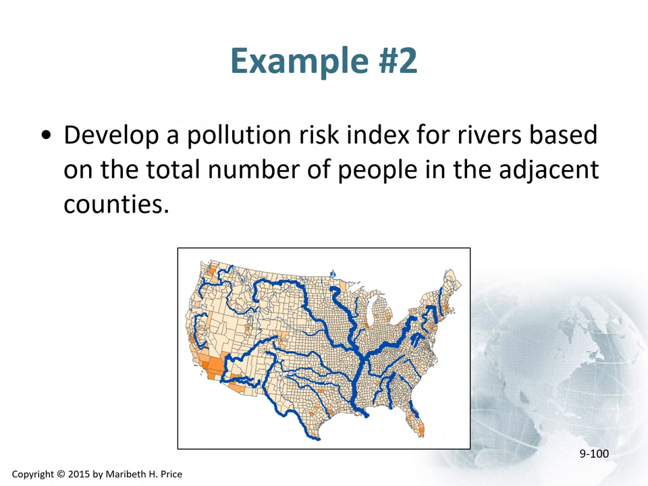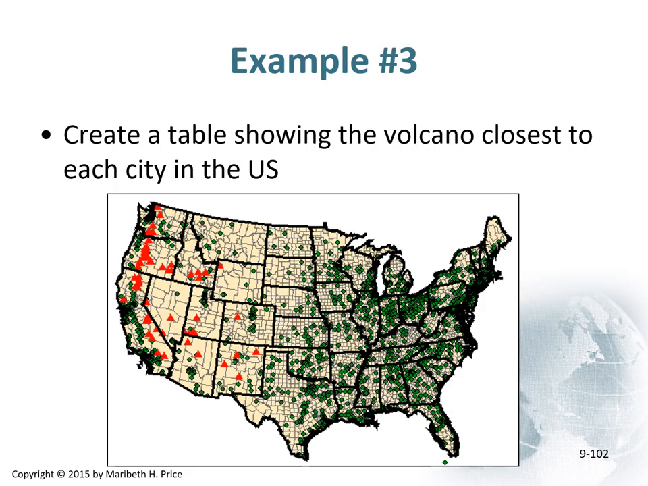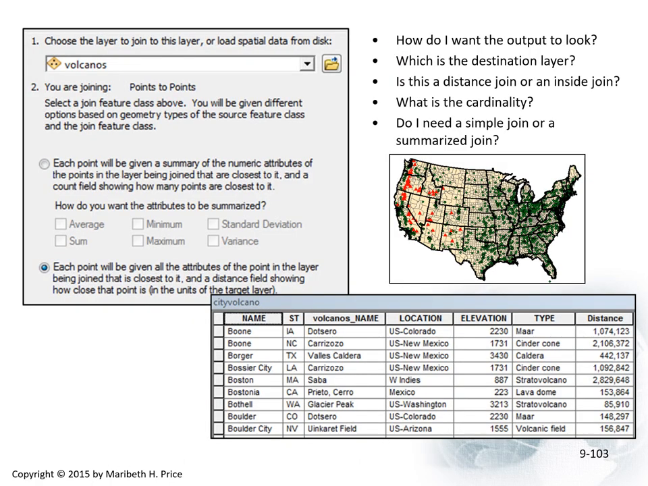Same way with this, develop a pollution rivers index based on the total number of people in the adjacent counties. How are you going to join that stuff up? And they go through the whole thing and what you got to do. You know, this is an example here for summarized and all that and the other. Volcanoes closest to each city. Same way here with the volcanoes and the cities and figuring it all out.